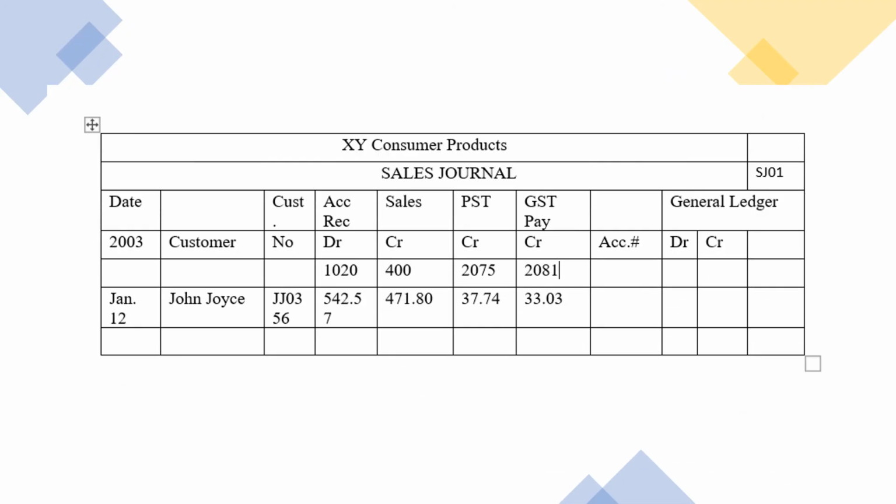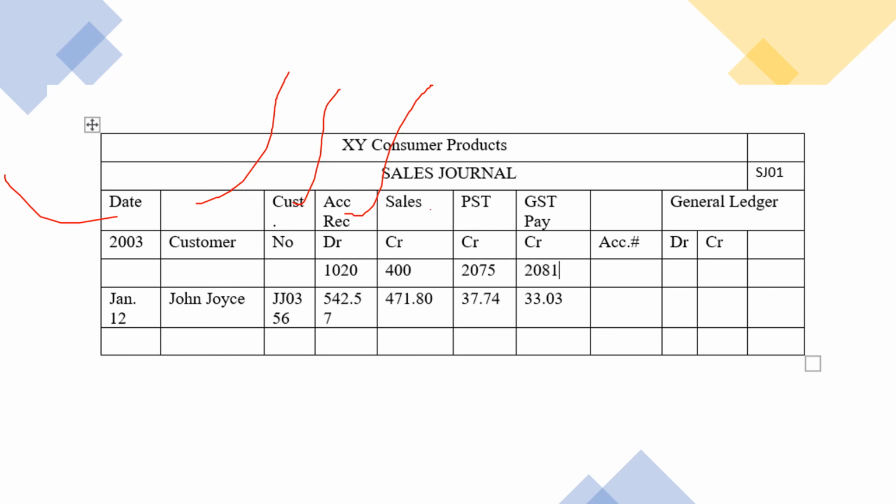Let's see how it looks. This is your sales journal. Here you have the date of the invoice, and then you record your customer name. You also record your customer number, and then you record the accounts receivable. That is the amount owing by the customer to the business. So they haven't paid that yet. When they pay it, we will have a different transaction and a different journal to record.